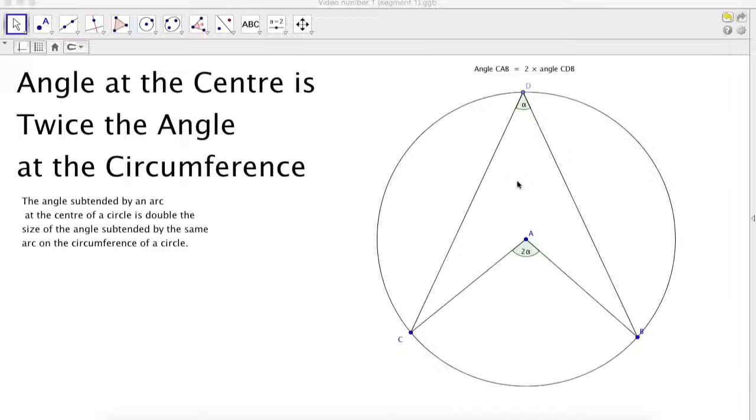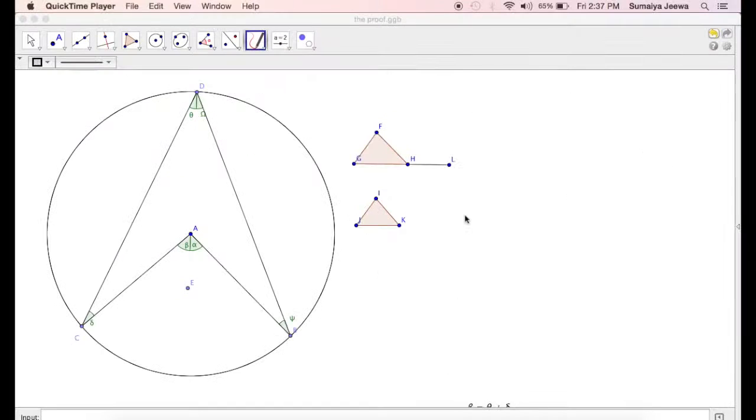So we need to prove that this angle at the center of the circle is twice the value of this angle at the circumference of the circle. Before we move on to the proofs, there's some theory that we need to know.